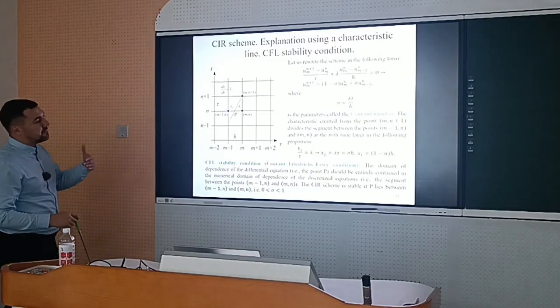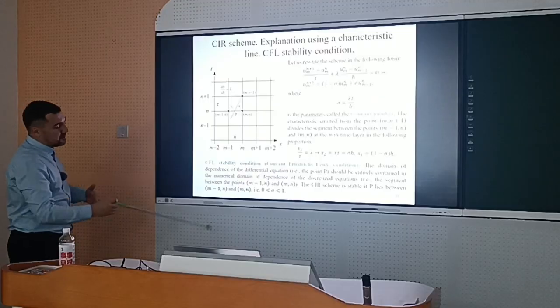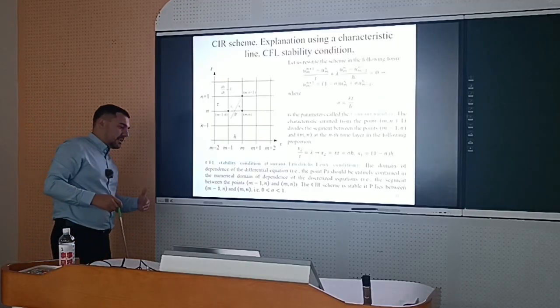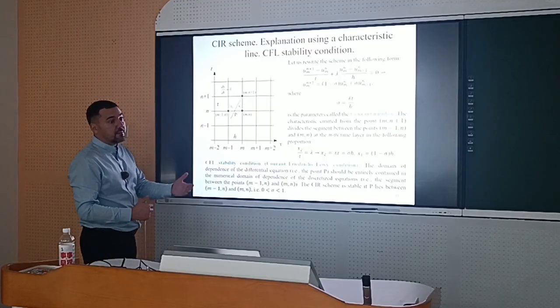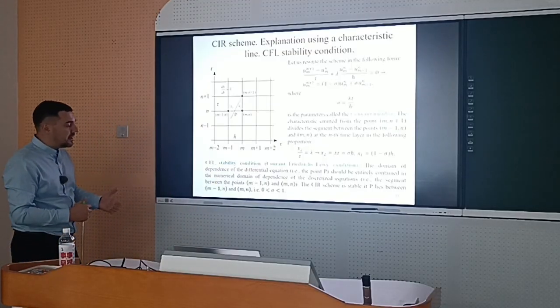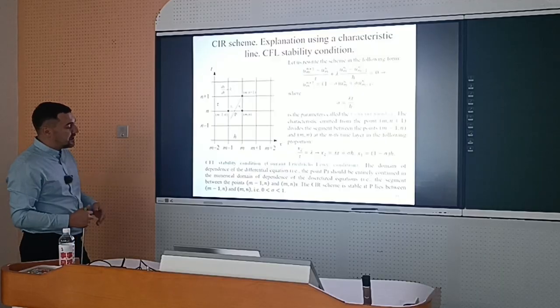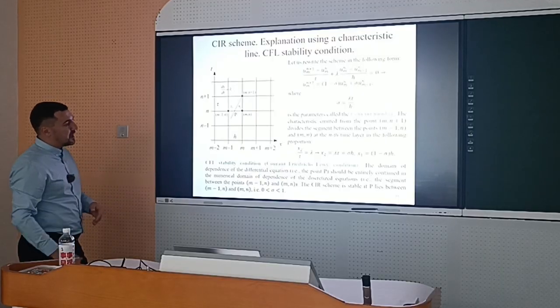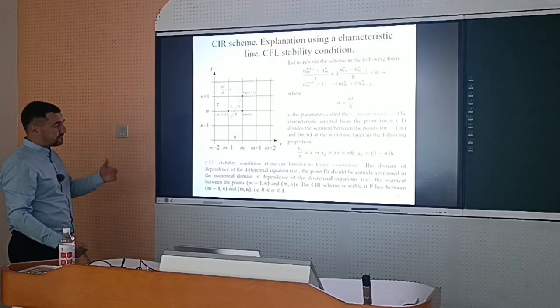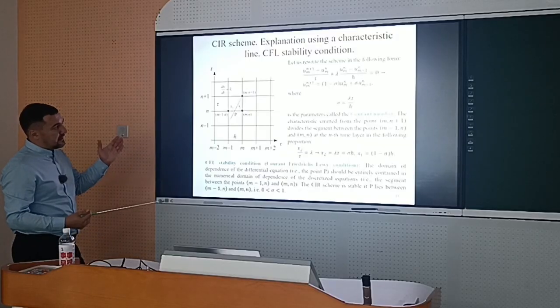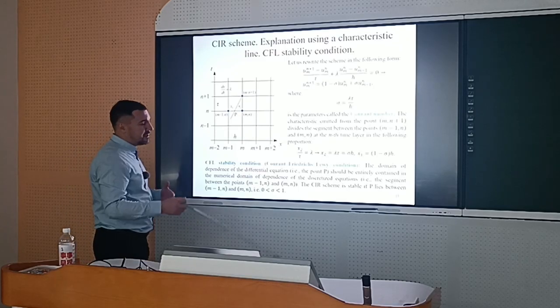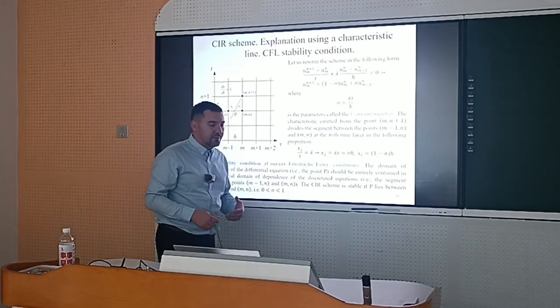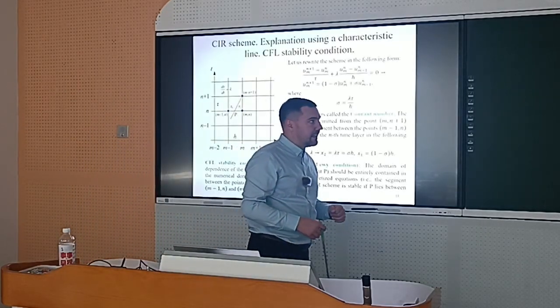Okay, so this is the condition. It means a limitation on the value of your time step. The time step cannot be very large; it is limited by this Courant number constant. So that's the interpretation of the Courant-Isaacson-Rees scheme from a characteristic analysis point of view, and also of the stability condition.